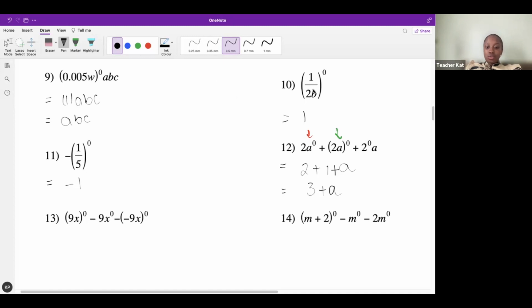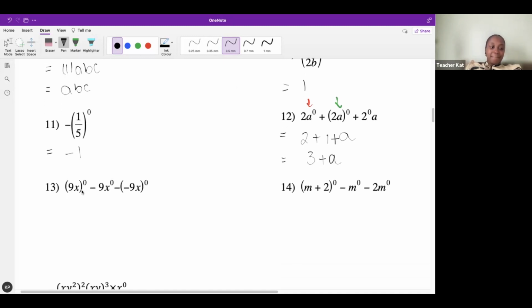Let's go to number 13. First part is how much? 1 minus second part, 9 minus third part, 1. What's 1 minus 9 minus 1? Count carefully. Don't rush, it's not pluses, remember. 1 minus 9 minus 1. Nice, because 1 minus 9 is how much?